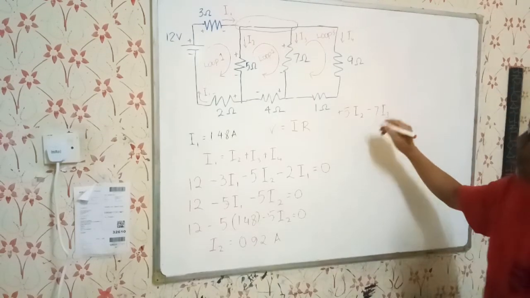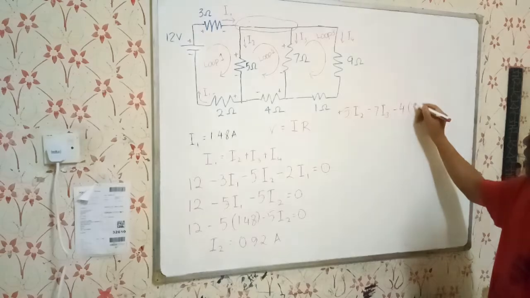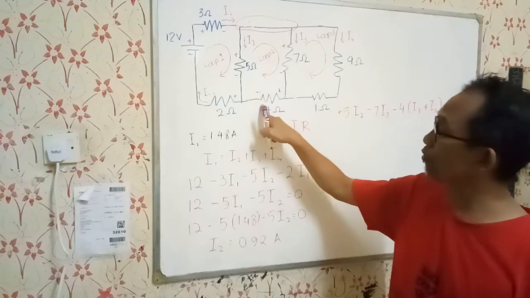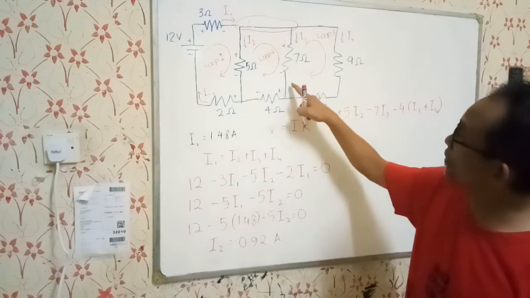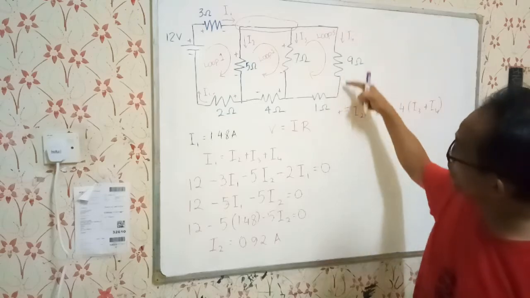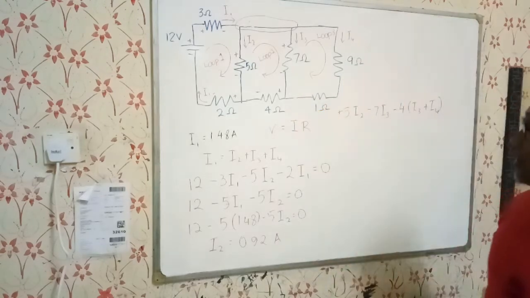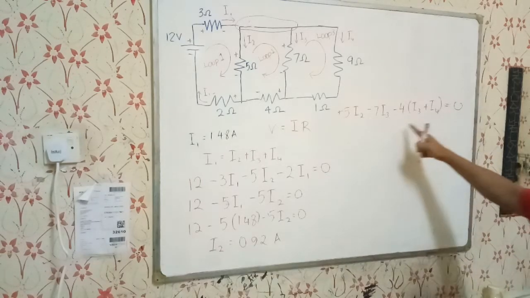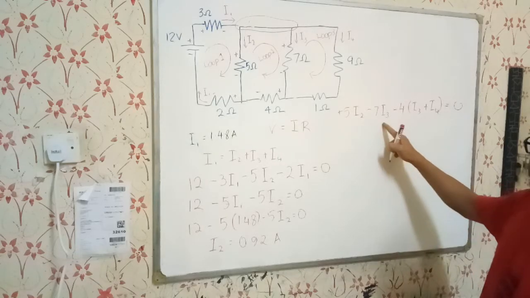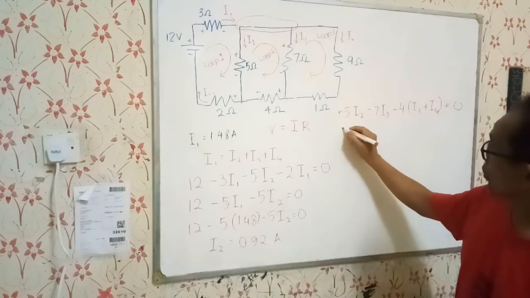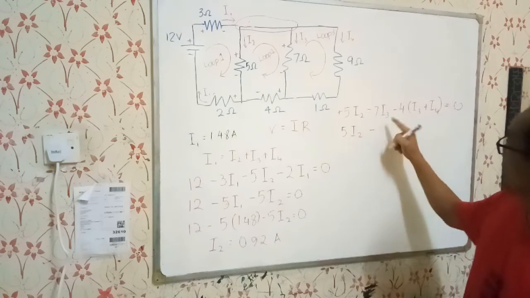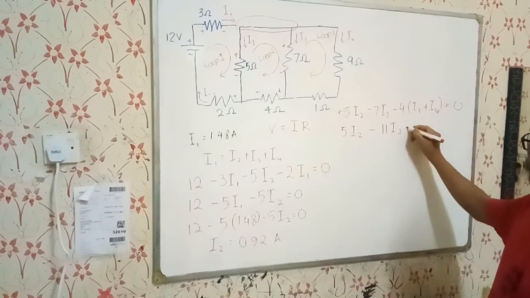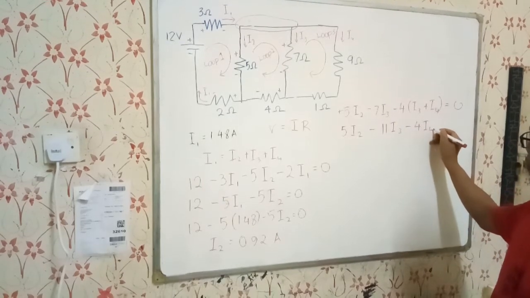7I3 minus 4I3 plus I4. Because the current that flows in the 4 ohm resistor is going to be a combination of that current I3 and I4 that flows here into this junction. Okay, equal to 0. And so we can simplify that because we have two terms involving I3. So 5I2 minus 11I3 minus 4I4 equal to 0.